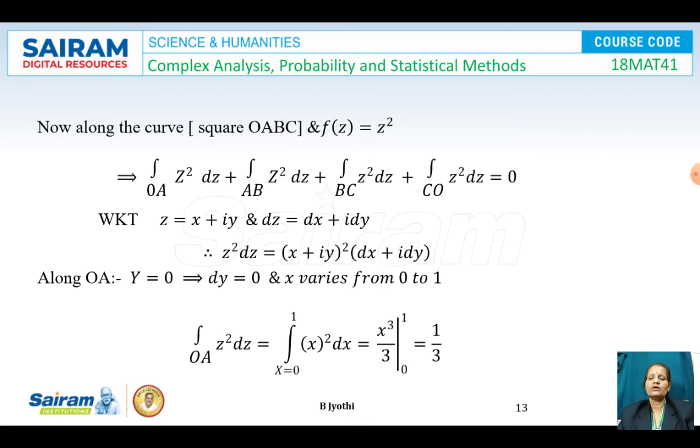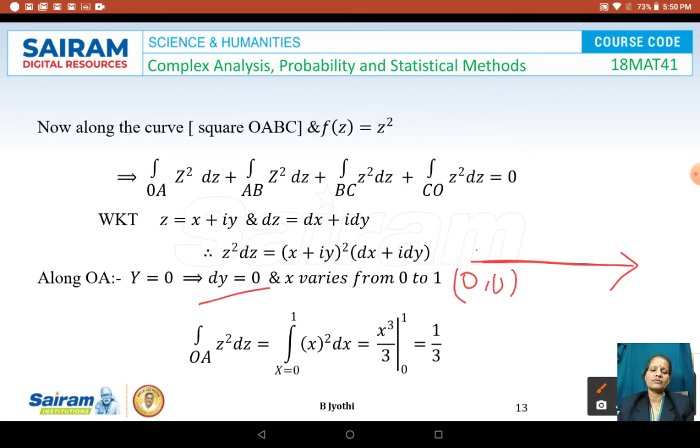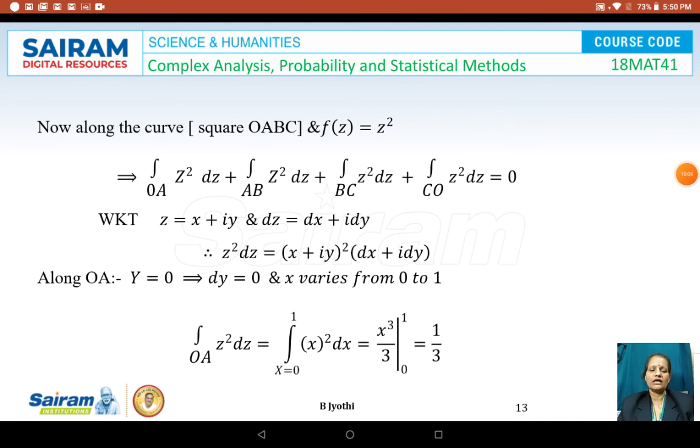Now, let us look at what happens along OA. Along OA means, I will just draw and show you, this is the path. Therefore, y will be 0 because it is aligned with the x-axis. So y is 0, dy will be 0 and x varies from 0 to 1. We can see here, this is one point and this is another point, that is (1, 0). So y is fixed and x is varying from 0 to 1. On simplification, we get the integral of x square dx, which is x cube by 3, giving us 1 by 3.